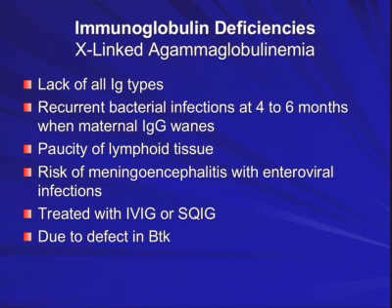This is due to a defect in the X chromosome of a gene called BTK that's important for B cell development in the bone marrow. It has nothing to do with immunoglobulin genes whatsoever.